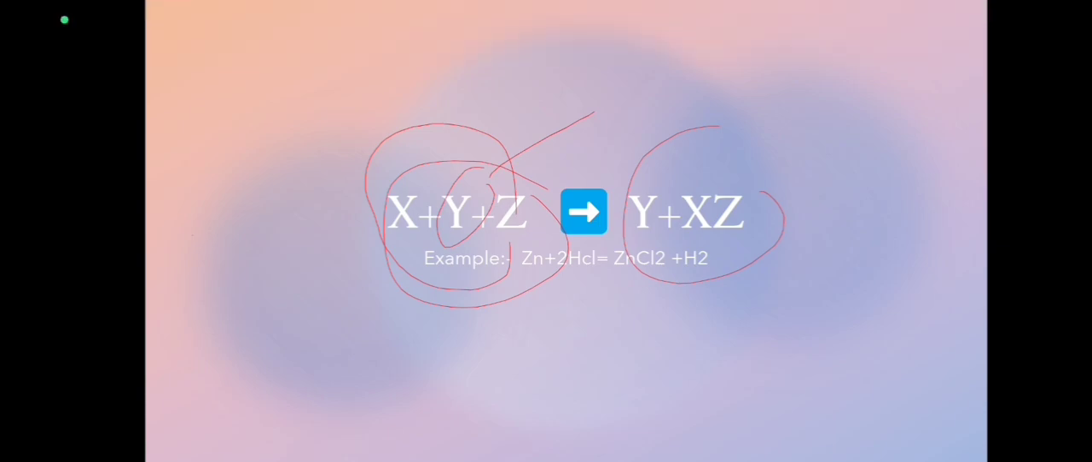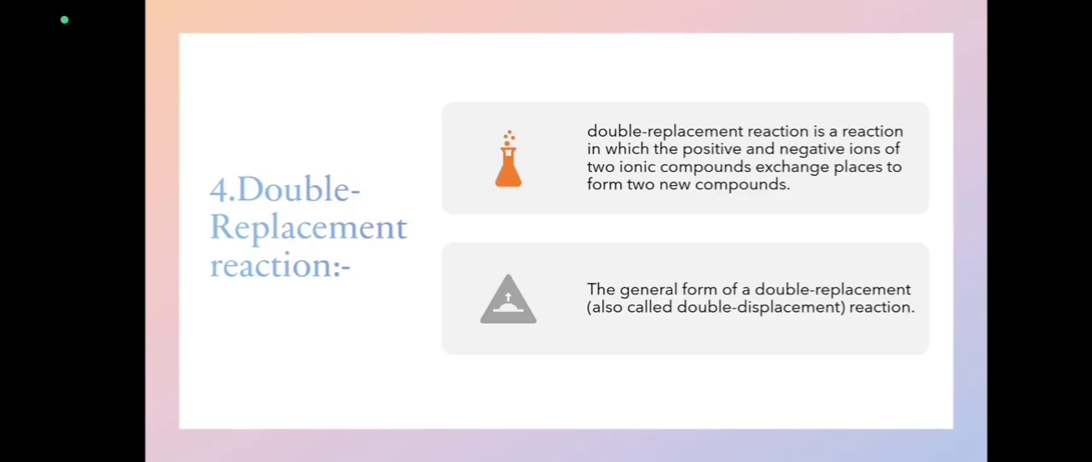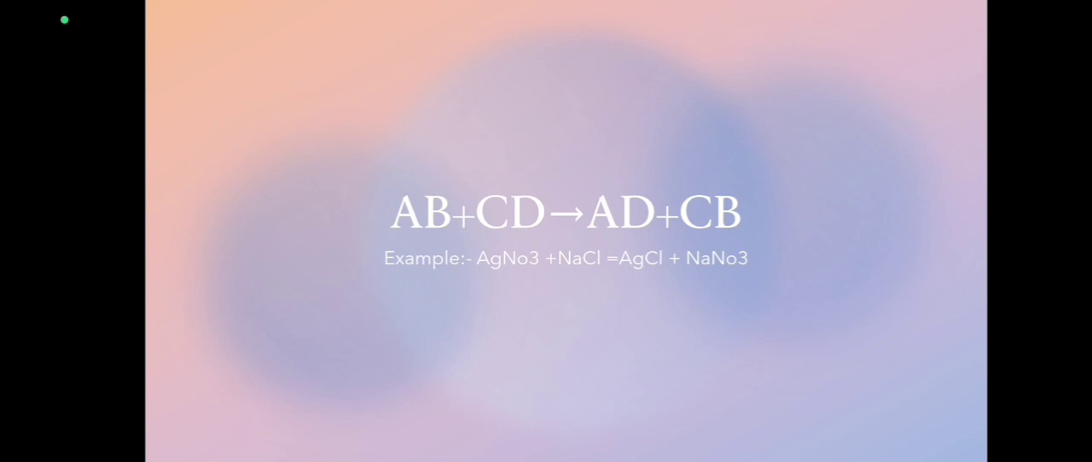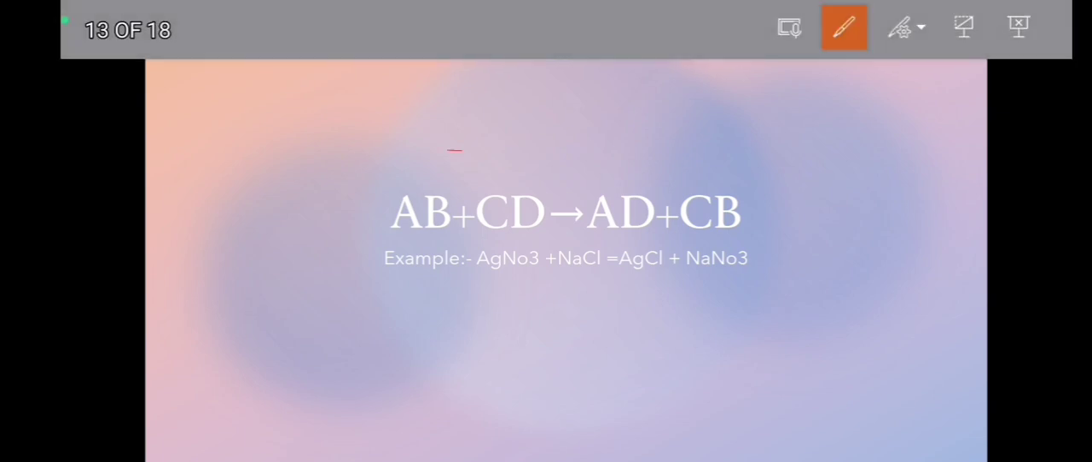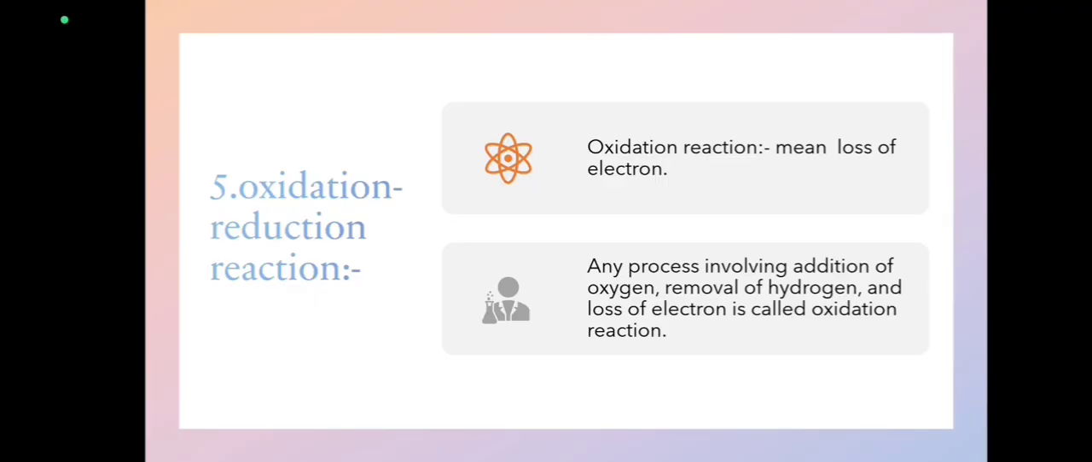This is a displacement reaction. Next is double displacement reactions, which are reactions in which two reacting ionic compounds exchange their corresponding ions. That is an exchange of ions. It is called a double displacement reaction, also called a double replacement reaction. Example is AB plus CD forming AD and CB. AgNO3 plus NaCl gives AgCl plus NaNO3. This is a double displacement reaction.